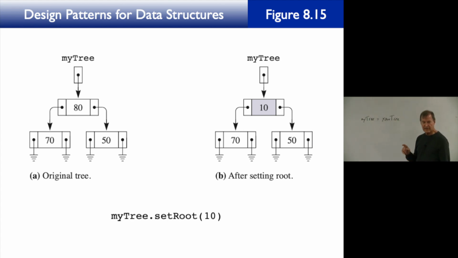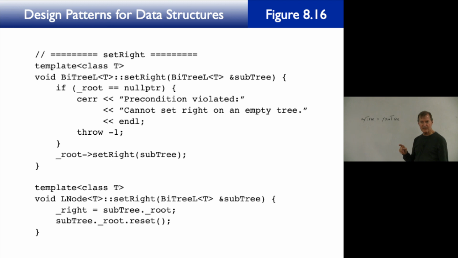Now, I think we also demoed set right and set left because that's how we built our trees. Do you remember that? So this is the code for set right in figure 8.16. Set right says if root equals null pointer, then how can you set the right of a tree if the tree doesn't even have a root? So we implement its precondition by saying if root equals null pointer, we throw -1 with an error message.